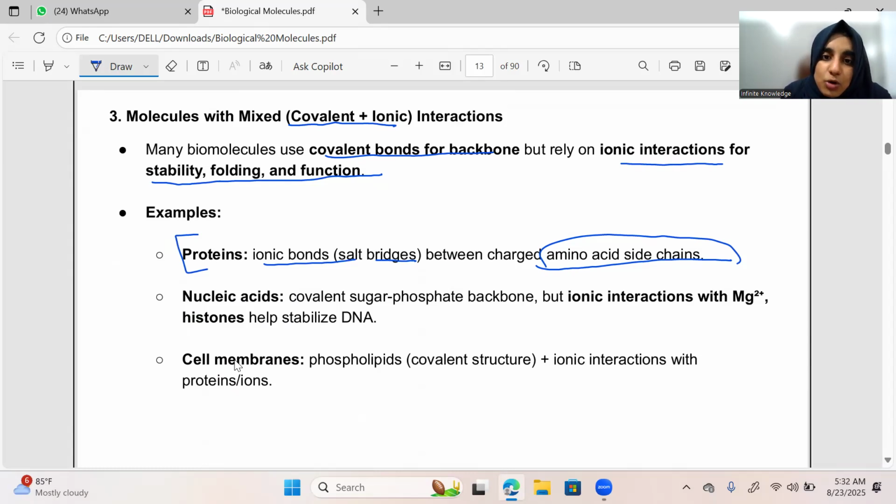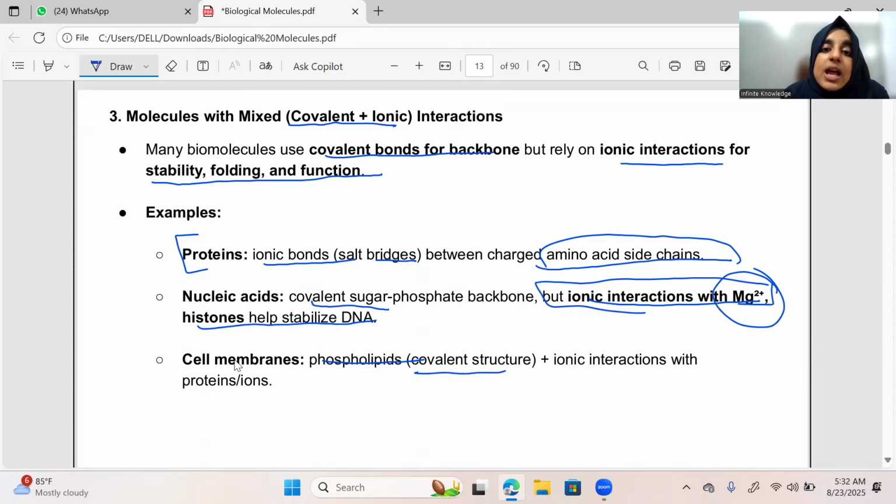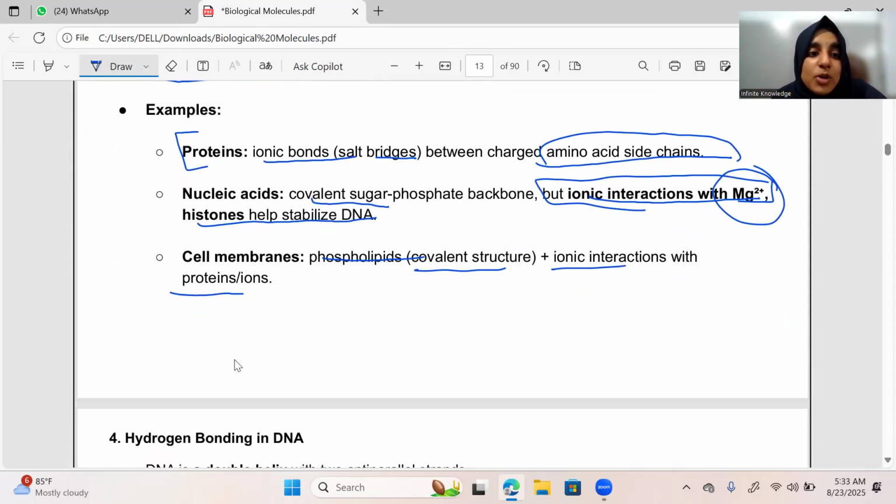In nucleic acids, when they interact with magnesium and histones, they help to stabilize DNA. You just need to remember the examples, no need to see the structures. When they form with ions, for example magnesium, then they use ionic bonds. But when they have their own structure, then they form covalent bonds. In cell membranes and phospholipids, we have a covalent structure plus ionic interaction with other proteins or ions. So the basic internal structure is made up of covalent bonds. But when this whole structure has to join with another structure, we use an ionic bond. So I hope you understand the difference.